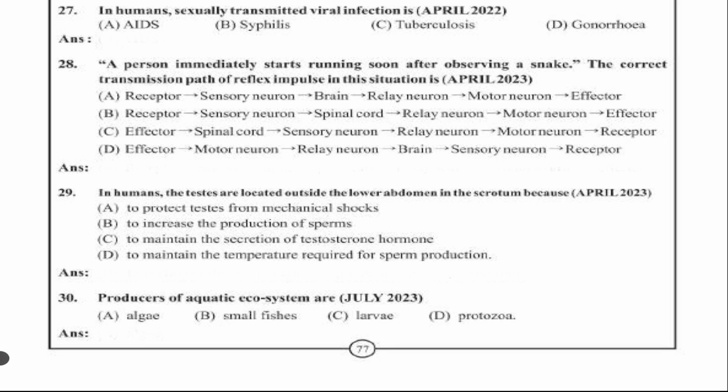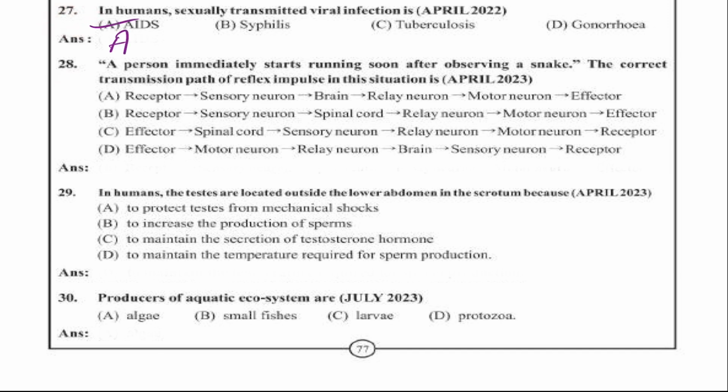Coming to the next question. In humans, sexually transmitted viral infection: syphilis and gonorrhea are also sexually transmitted infections, but they are bacterial infections. What about tuberculosis? It is a non-communicable disease. So, which is the sexually transmitted viral infection? It is AIDS. Hence, the correct option for 27th question is option A.